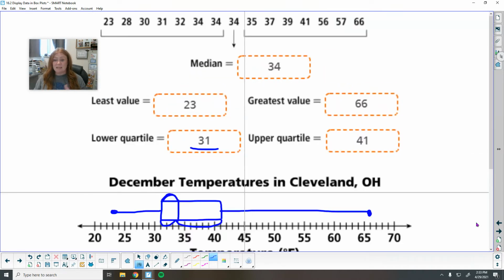So go ahead and complete task 3. Then if you have any other questions, we're going to keep practicing these box plots. So if you have other questions, be sure to let me know and we'll keep practicing.